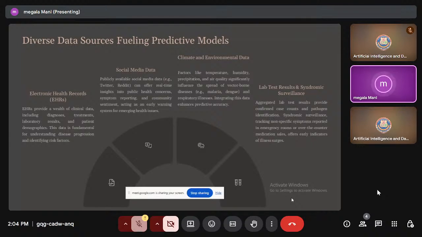The last one is lab test results and syndromic surveillance. Here, based on the symptoms, you can make some identification and prediction. The symptoms reported in emergency rooms or over-the-counter medication sales can give a report on whether people will be affected or not. So based on the symptoms, the information on whether these diseases are affecting people will be given.